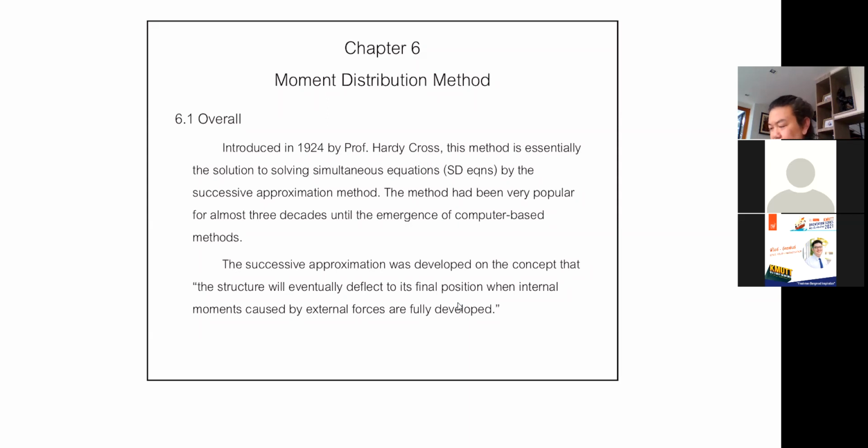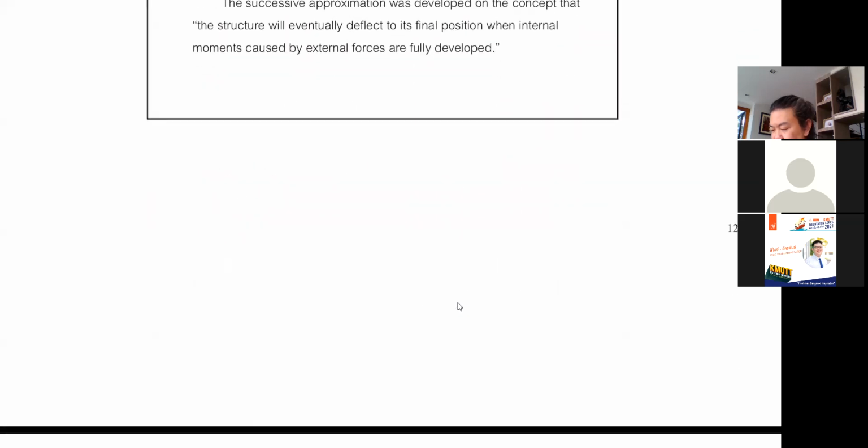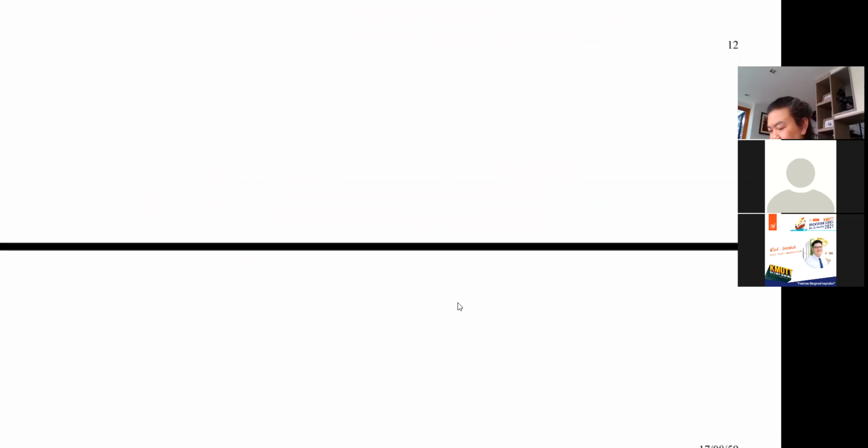It's way quicker than a computer. So it was very popular, for almost 3 decades until the emergence of the computer. So I think it's extremely useful. And that's why I'm still happy to teach this stuff.